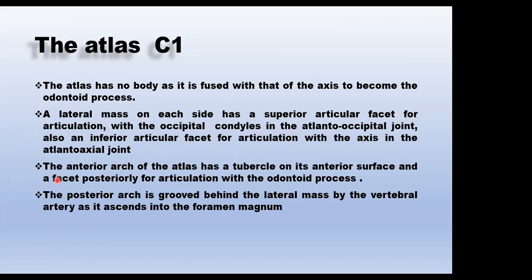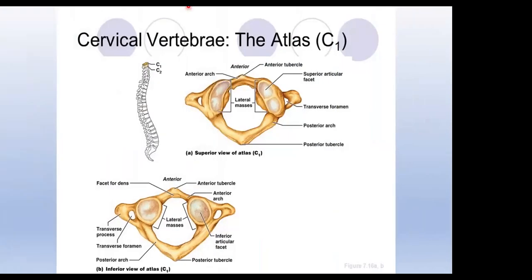The anterior arch of the atlas has a tubercle on its anterior surface and a facet posteriorly for articulation with the odontoid process. The posterior arch is grooved behind the lateral mass by the vertebral artery as it ascends into the foramen magnum. In this image, we have superior and inferior views of C1.